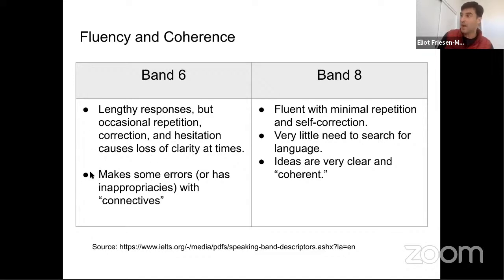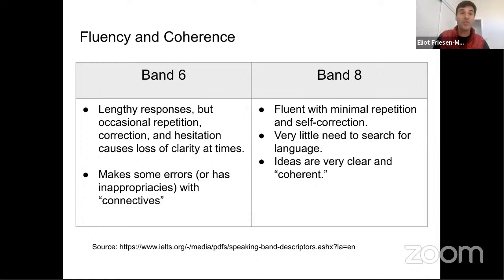Also, the second point in band score 6, you make some errors with connectives. Connectives is kind of a complicated topic. I think probably all of you out there are very familiar with the idea of transition words and phrases like, for example, or first, next, later, whatever. Some of these transitions that we use to introduce concepts and logical relationships when we're talking or when we're writing. But there's more to it than that. Connectives can also be things like using pronouns to refer to ideas that you mentioned in a previous sentence.